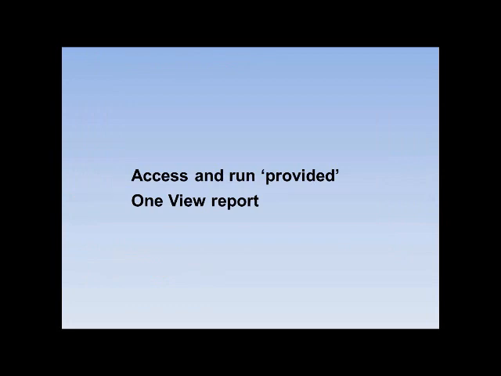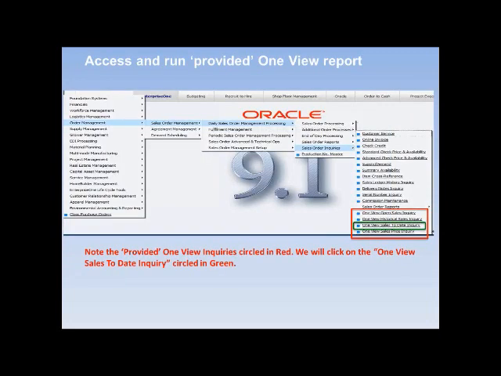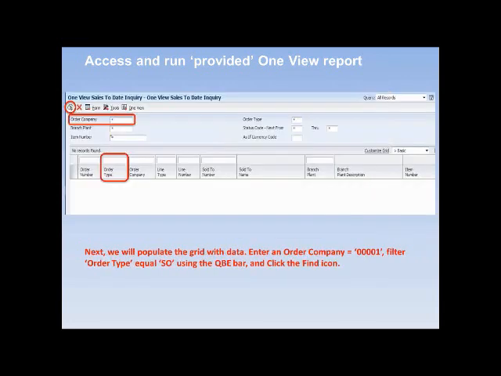Now we want to access and run a provided OneView report. Provided means comes with OneView when you purchase it for a module. And this is what JDE EnterpriseOne will look like when you buy OneView for the sales order process or the sales order module. You'll notice in the right bottom, I've circled with the rectangle, OneView open sales inquiry, OneView historical sales inquiry, etc., and OneView sales to date inquiry.